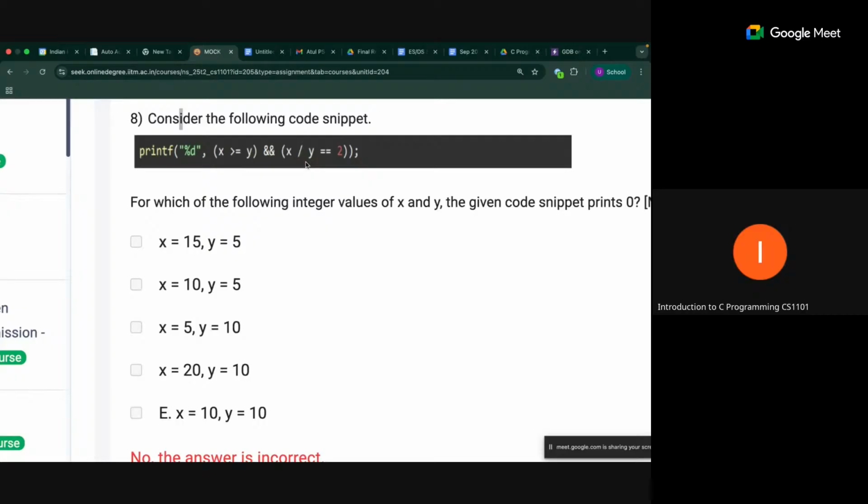So actually, when this condition is true, what will be the output? Zero, like 0. Yes. 1. Generally, if the condition is true, it will give 1. If the condition is false, then it will give 0, right? 0. Yeah, it's similar to true and false.